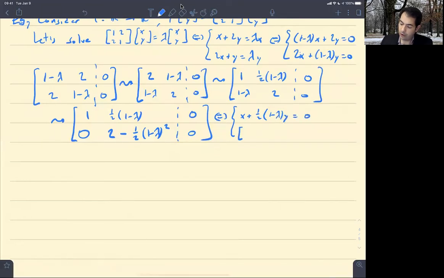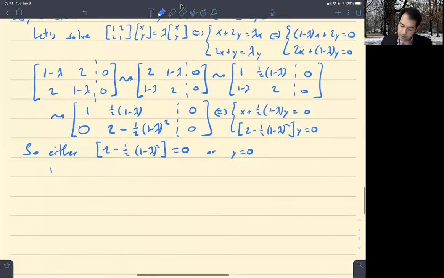And do things a little slower. Okay. So if we translate this back to a system, we're going to get the same conclusion. It's this system. And now we look at the second equation. And just like before, we say, so either this coefficient, 2 minus 1/2, 1 minus lambda squared, is equal to 0, or y is equal to 0.